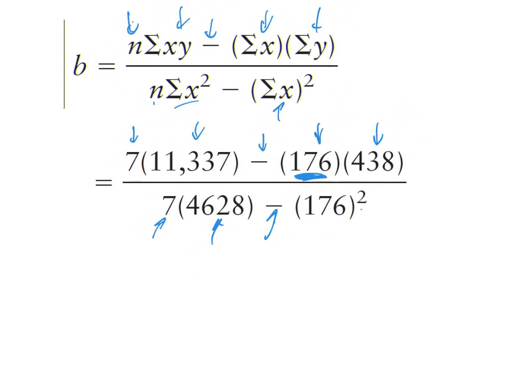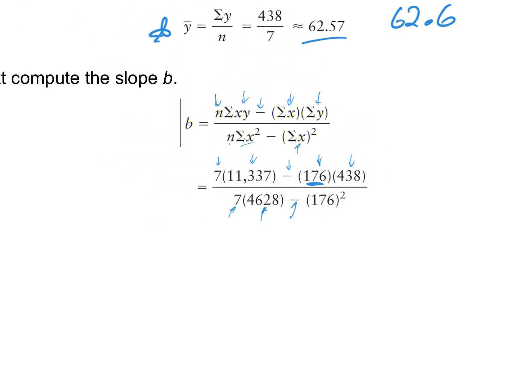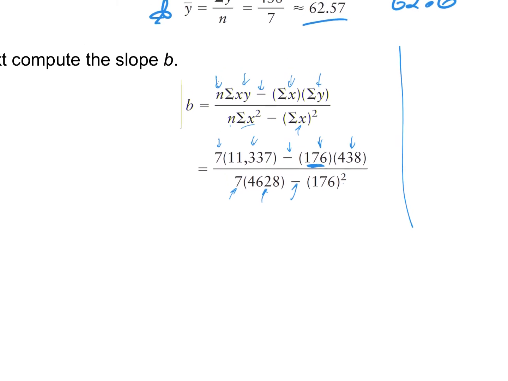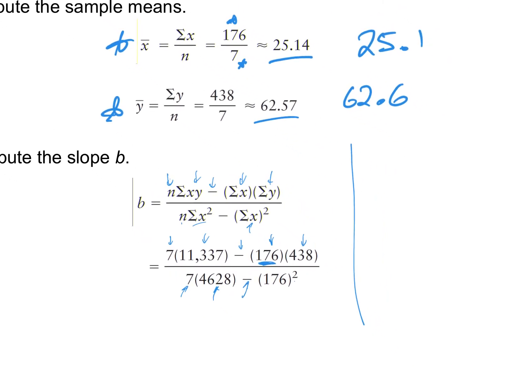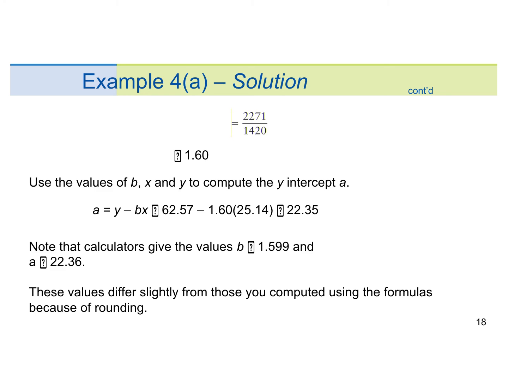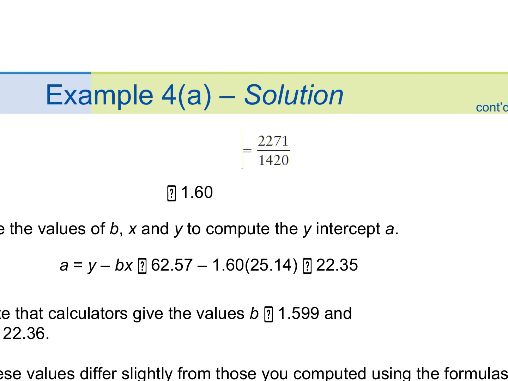I actually like how the book does this. This is one of the first things that I like. So higher denominator. They do the entire numerator. Whoopsie. Plug later. Back a couple till I find y bar. It is 62.6 times 25.1. Watch when they do it. They do the entire numerator, and they do the entire denominator, and get 2271. Plug the denominator into your calculator, you get 1420.